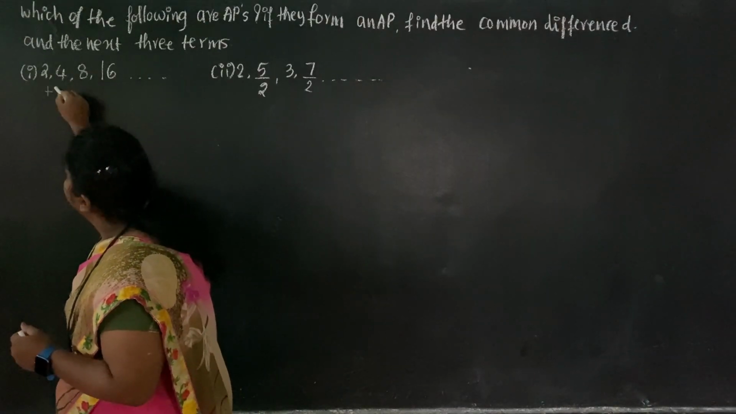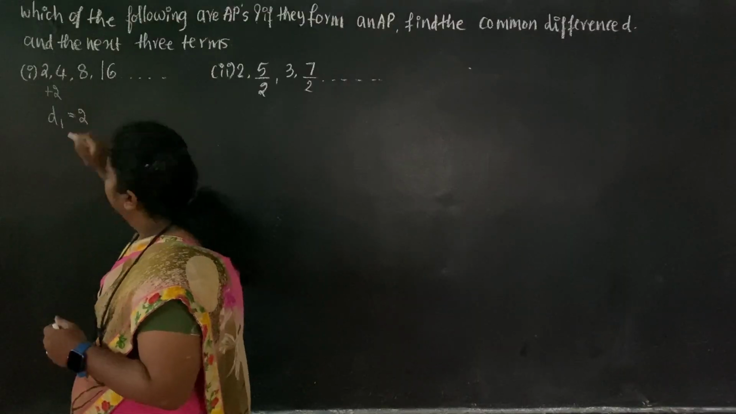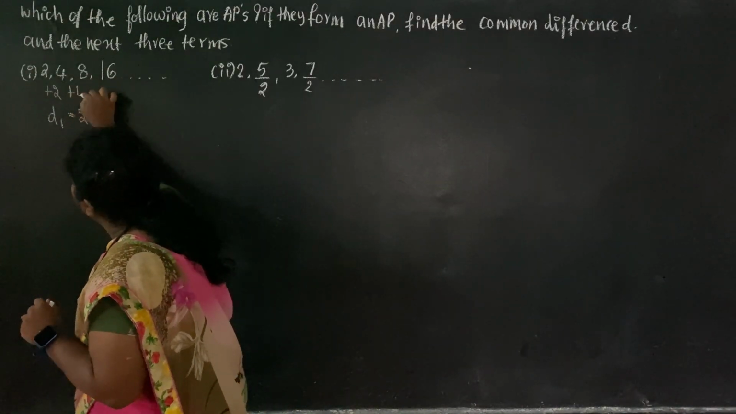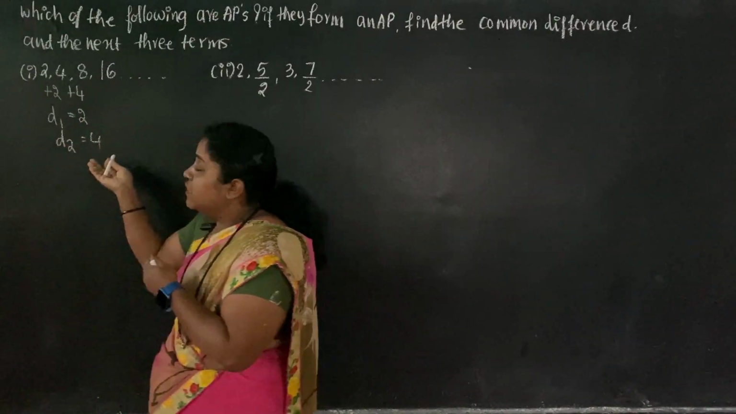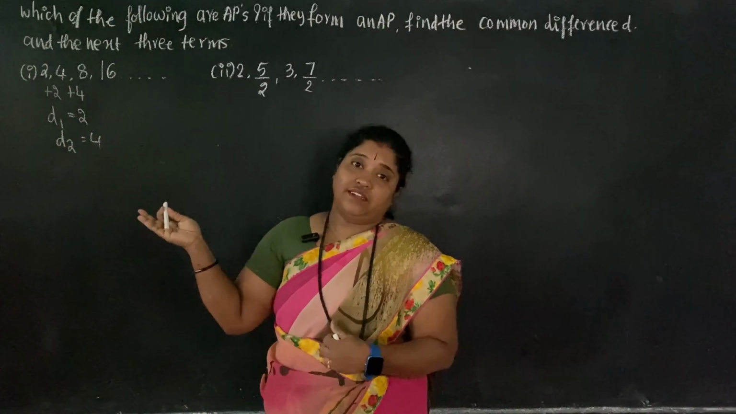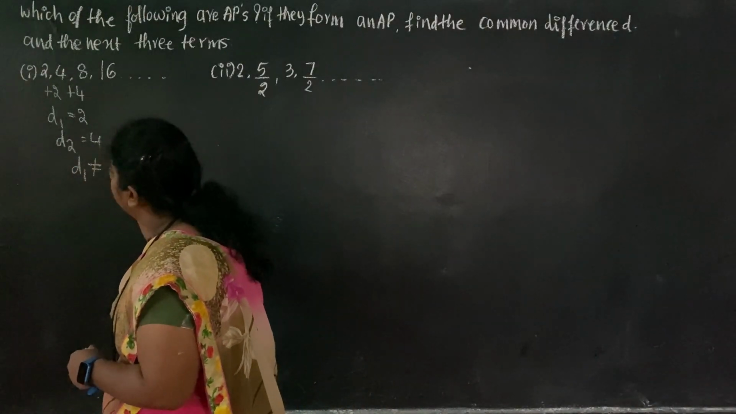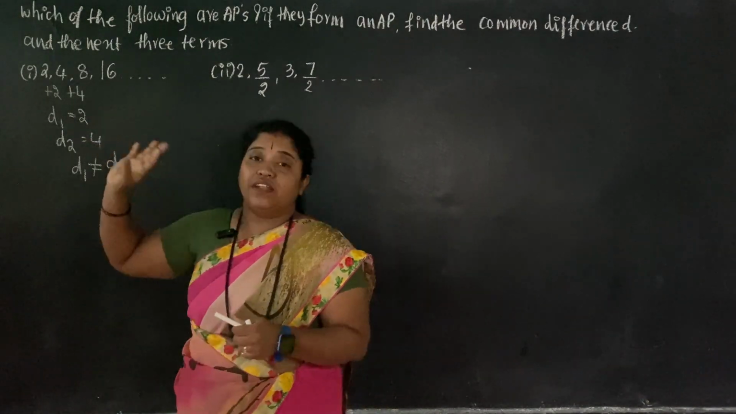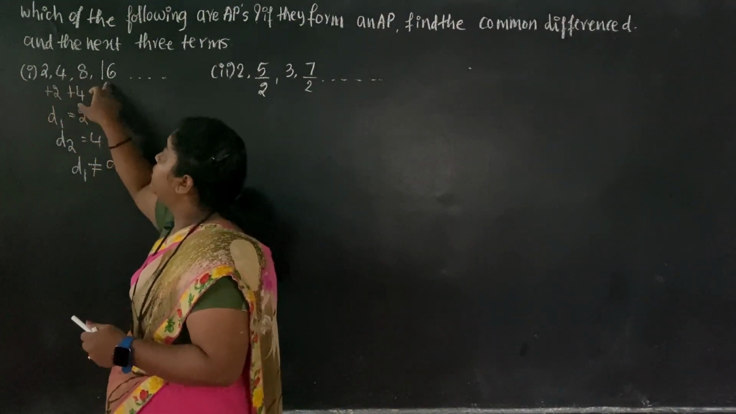You just see here, dear, what is the common difference I can observe here? 2 plus 2 is 4, means D1 is equal to 2. Okay. 4 plus 4 is 8. D2 is equal to how much? 4. In the first step itself you can see here, D1 is not equal to D2, or I say the common difference is not the same. You just see here, 2 plus 2 is 4, 4 plus 4 is 8, 8 plus 8 is 16.